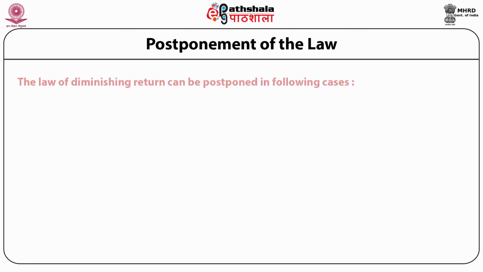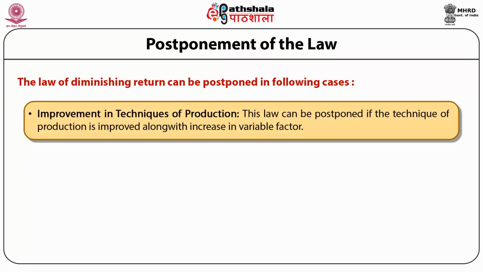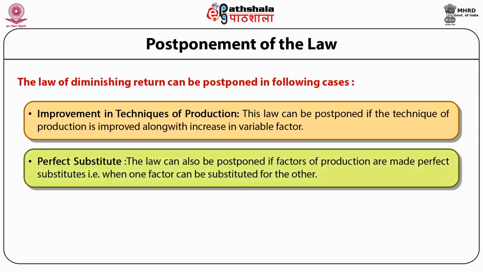Postponement of the law. The law of diminishing return can be postponed in following cases: improvement in technique of production. This law can be postponed if the technique of production is improved along with increase in variable factor. Perfect substitute. The law can also be postponed if the factors of production are made perfect substitutes, that is, when one factor can be substituted for the other.